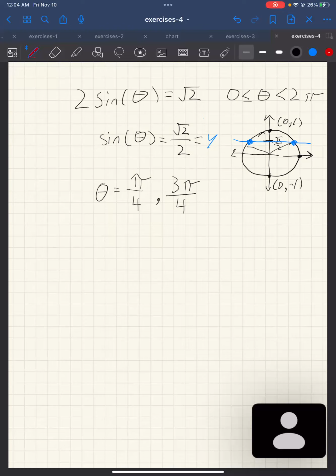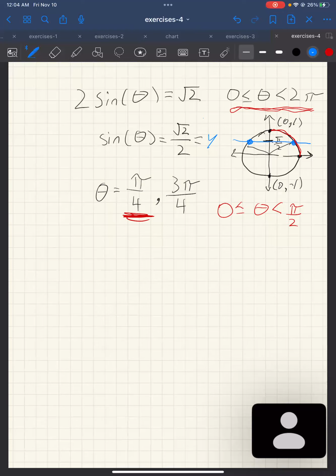Now, it could have been the case where I gave you a different domain. What if I said only give me answers from 0 to pi over 2? Well, we can think of that as only answers in the first quadrant. So if I restrict myself to just being between 0 and pi over 2, then my answer should be pi over 4. So we really do need to pay attention to what quadrant we're being told that we're in, because that changes what our answers look like, where our answers are, and how we need to adjust for that as well.